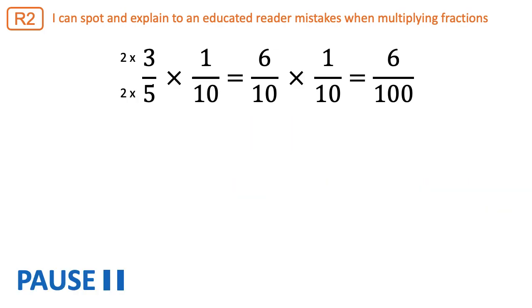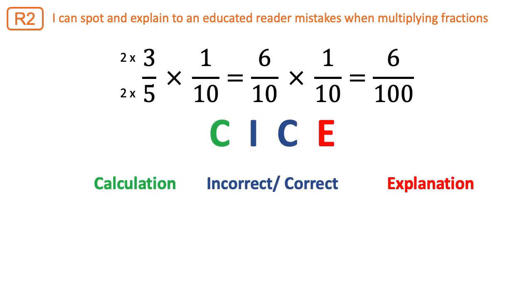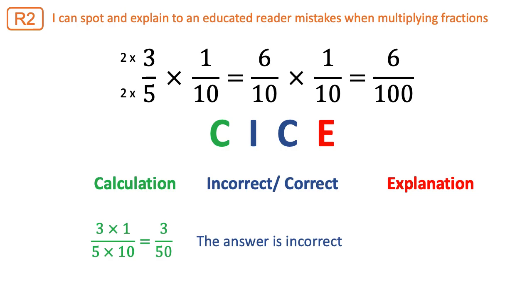Pause and have a go yourself with this question. Using CICE again, the calculation is 3 times by 1 and 5 times by 10, which gives us 3/50. They are incorrect because they found a common denominator, then multiplied, which is wrong.